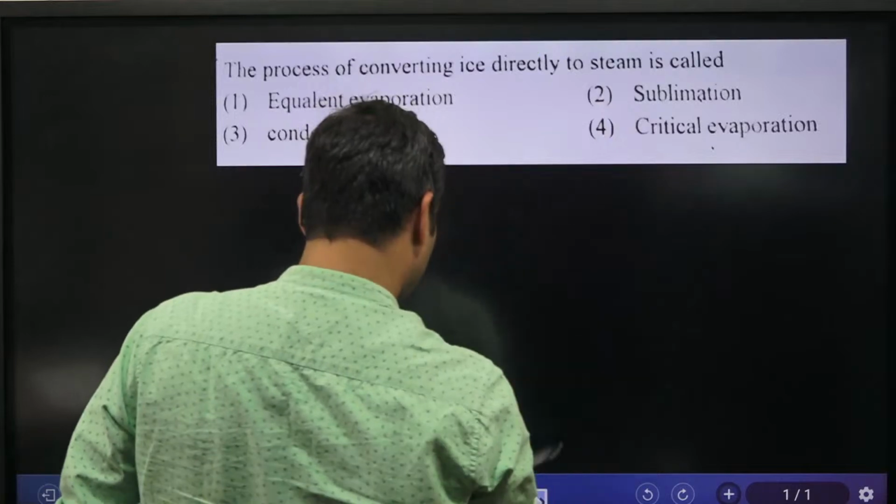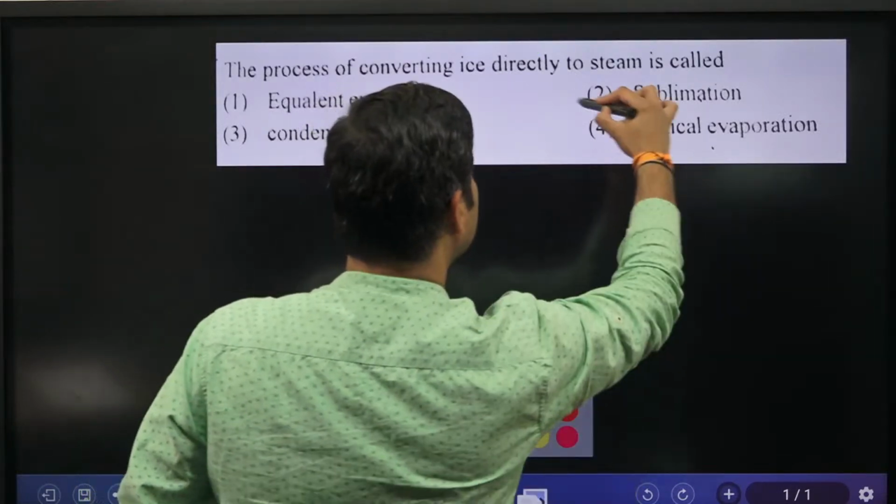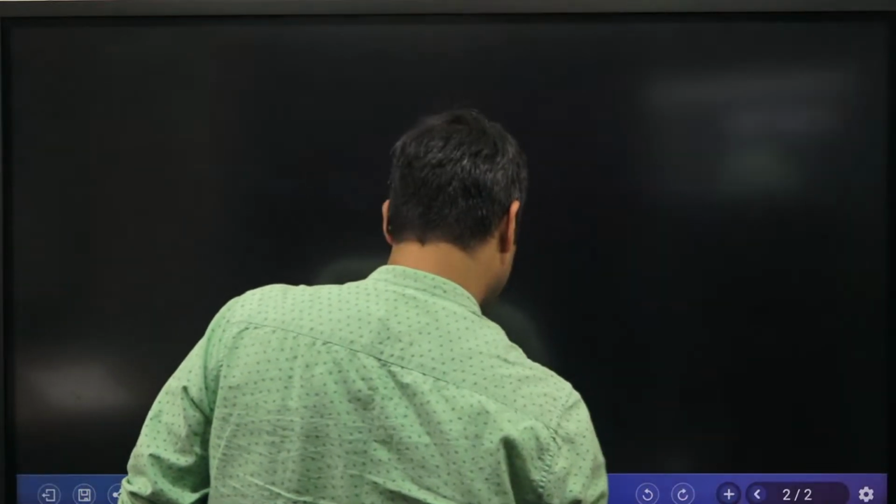The process of converting ice directly into steam is sublimation. It was a very easy question, and most of the students have easily answered this. Let us move to the next question, guys.